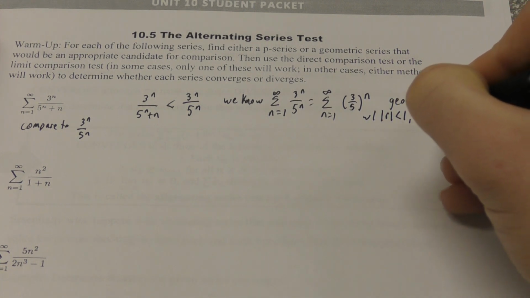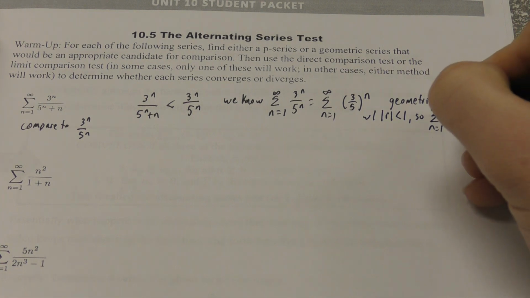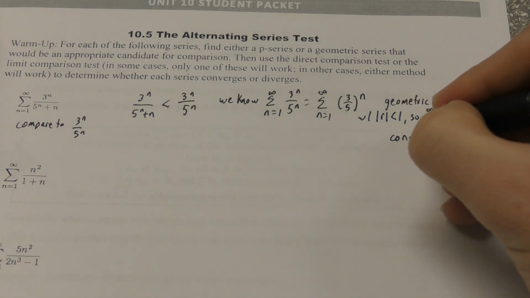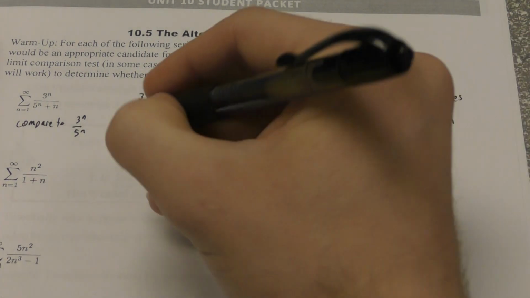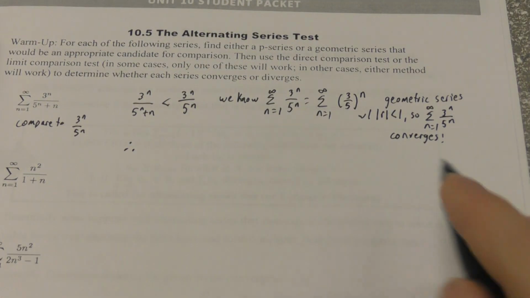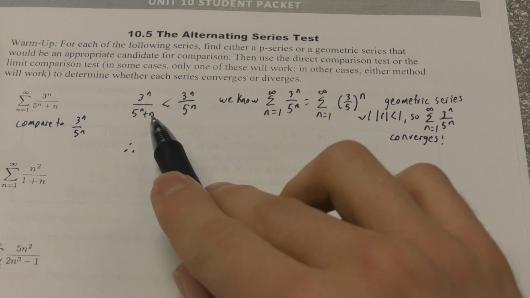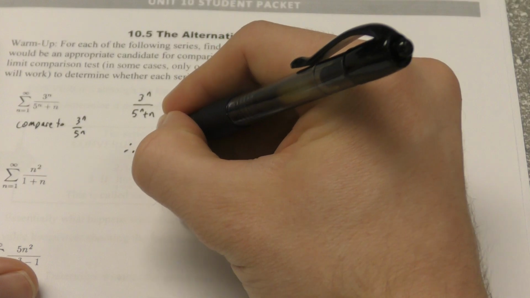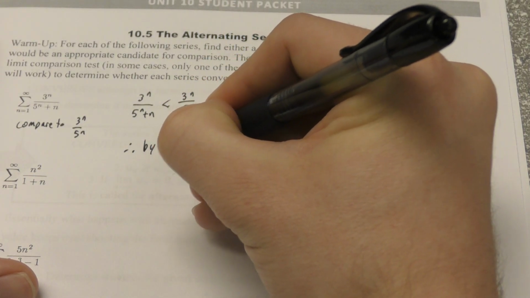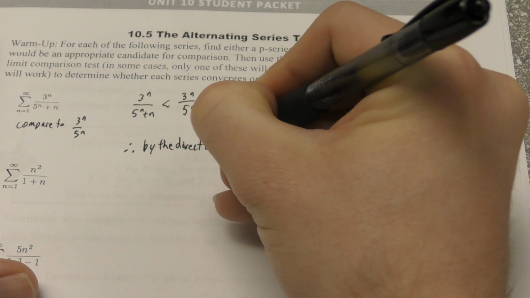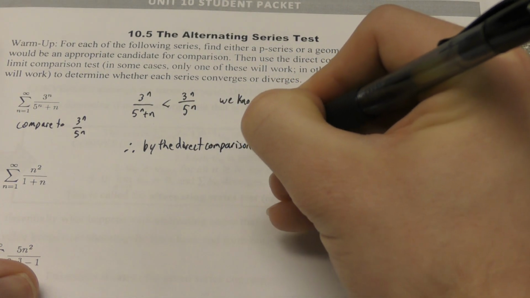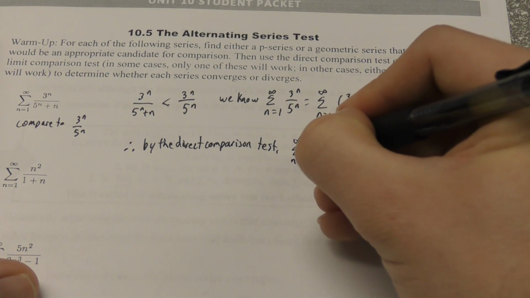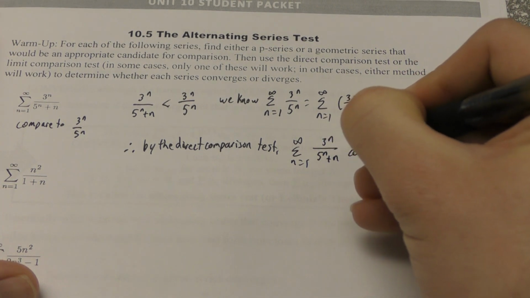So the series that I'm comparing it to, 3 to the n over 5 to the n, converges. What does that mean for us? Therefore, my comparison series converges. The terms of my series are going to be less than those, so the sum of mine is definitely going to converge. So therefore, by the direct comparison test, my series converges also.